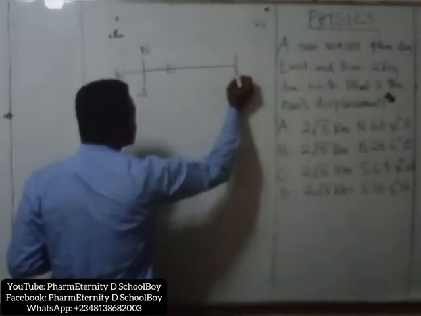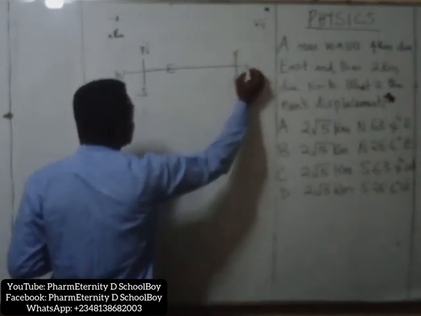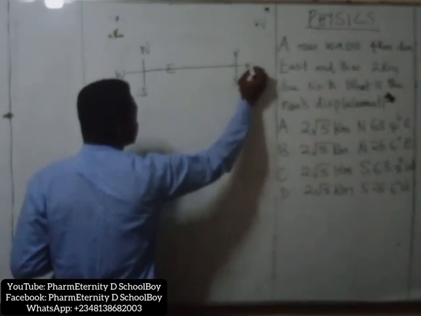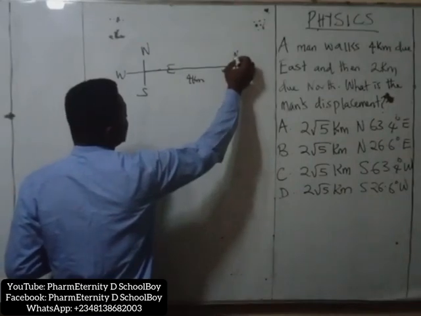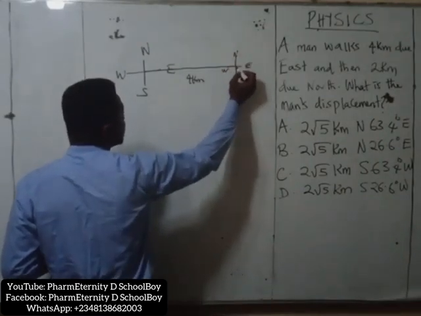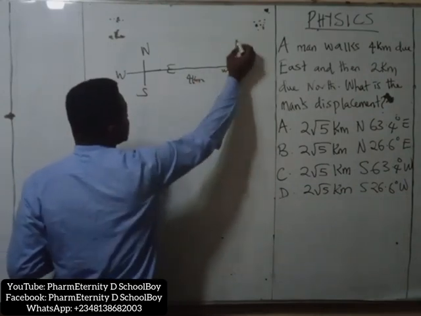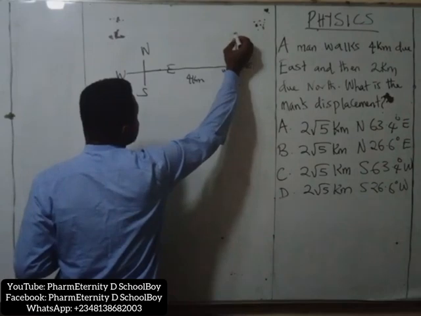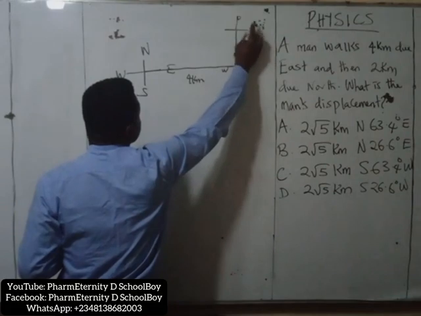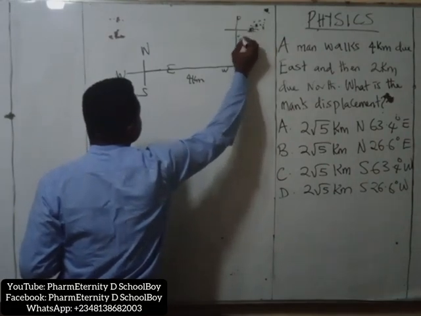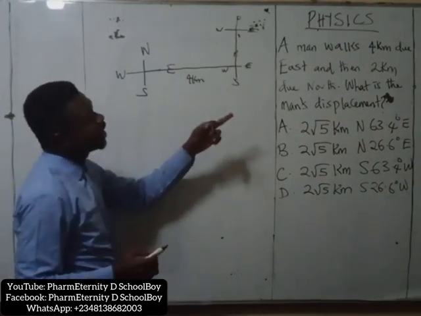So we put another cardinal point here. This is north, this is south, this is west, and this is east. So this is 4 kilometers. At this point, the man started moving in the north direction, almost half of this distance, somewhere here. We put another cardinal point here: north, east, south, and west. So at this point, the man stopped here. They now ask us to get the displacement.